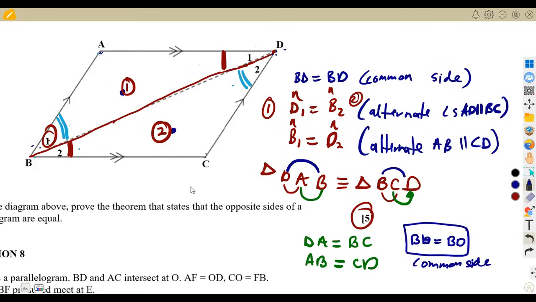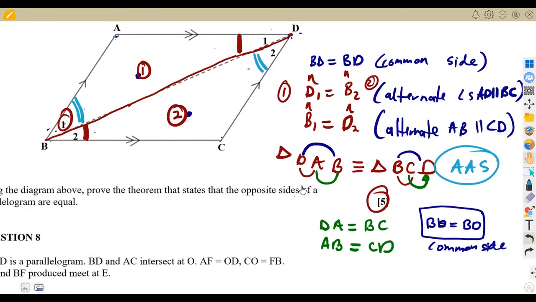So if you have this, guys, you can actually obtain full marks, all right? So that's what you're going to have, and this will be angle side, angle side. So 5 marks for the proof.